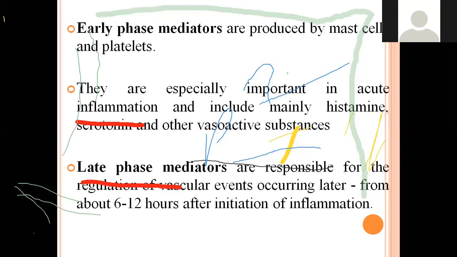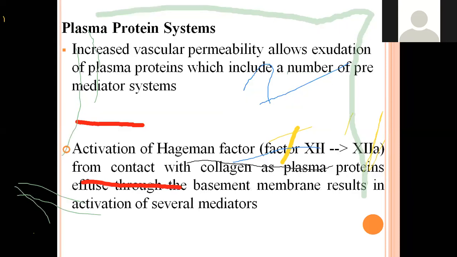Then we want to look at late phase mediators. They are responsible for the regulation of vascular events occurring later. The early vascular events are done by the early phase mediators, while the ones that occur after that, maybe 6 to 12 hours after initiation of inflammation, the late phase mediators are responsible for this. So moving on now, we'll look at plasma protein systems, because all this helps in preventing tissue injury and preventing hemorrhage.